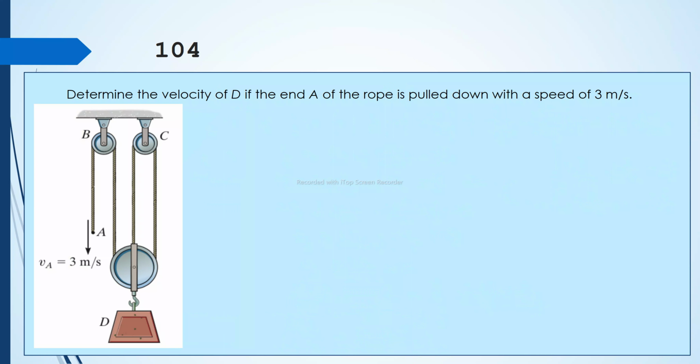Now let's move to our final example for this topic. We were asked to determine the velocity of D, if end A of the rope is pulled down with a speed of 3 meters per second. So if you notice, there is only one cord. So again, first we establish the datum lines, and that should be from the center of these pulleys. Also here we have a datum line.